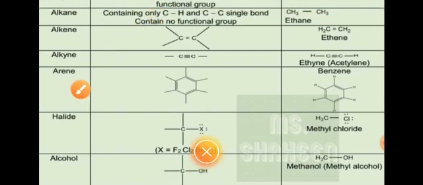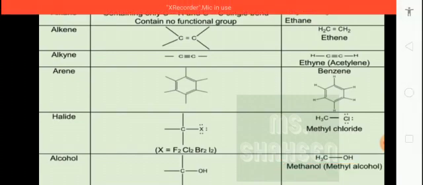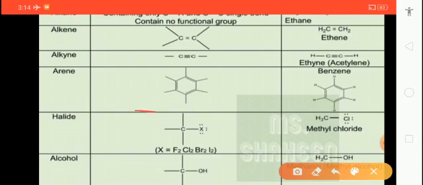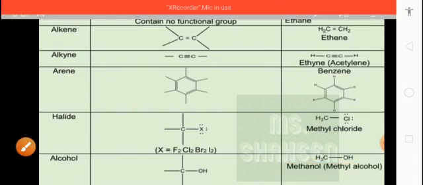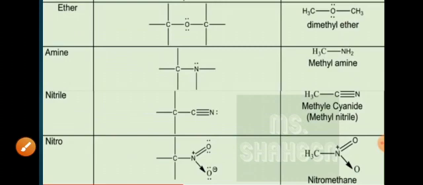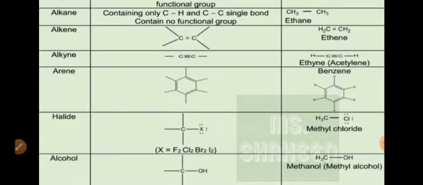Now students, here is a table in which we will discuss the functional groups one by one. Number 1 is the alkane. You may see, students, alkane contains only C and H, that is a hydrocarbon, and C-C single bonds, containing no functional group. Examples of alkane are ethane, propane, butane, pentane.